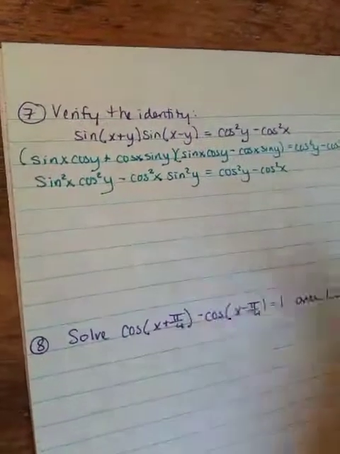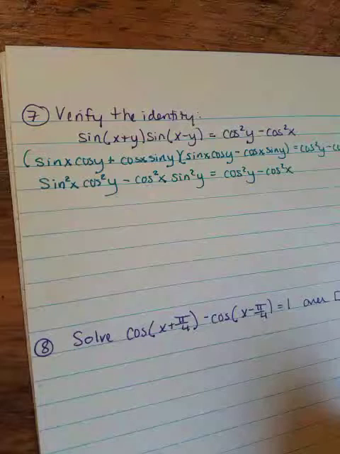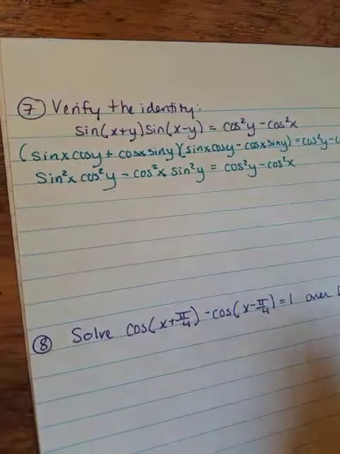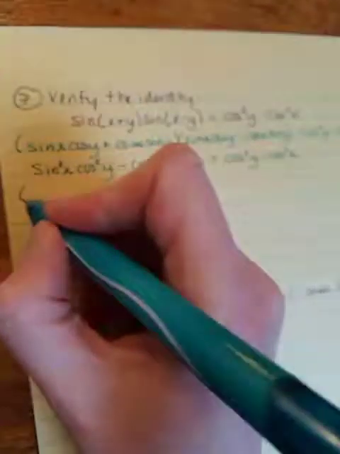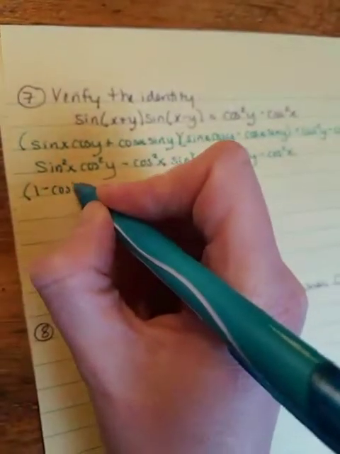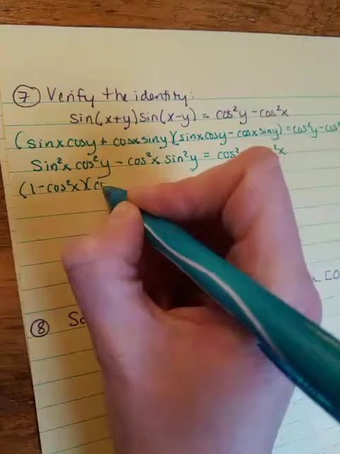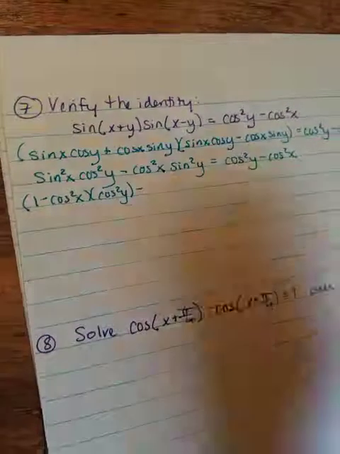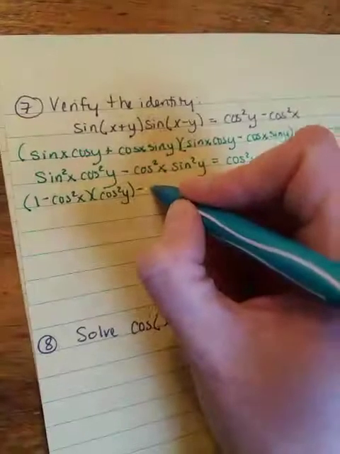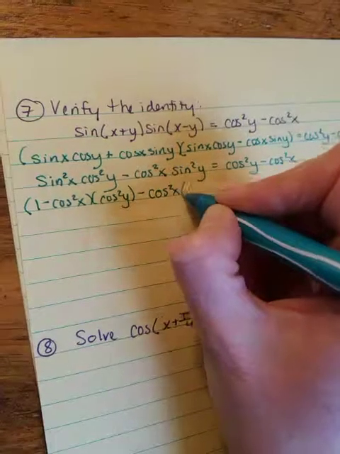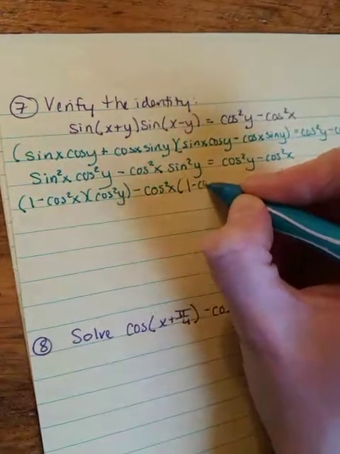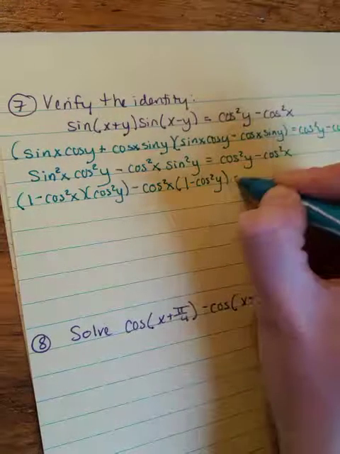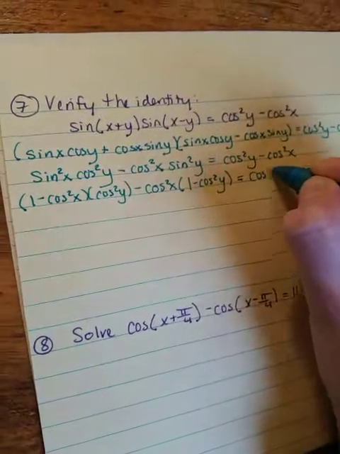Okay, so now you might be like, oh my gosh, I'm stuck, but remember your Pythagorean identities. I'm going to rewrite the sine squared of x as 1 minus cosine squared of x. Didn't do anything to the cosine squared of y. Again, over here, I'm going to rewrite sine squared of y with cosines. So that's going to be 1 minus cosine squared of y. Again, nothing happened over here.